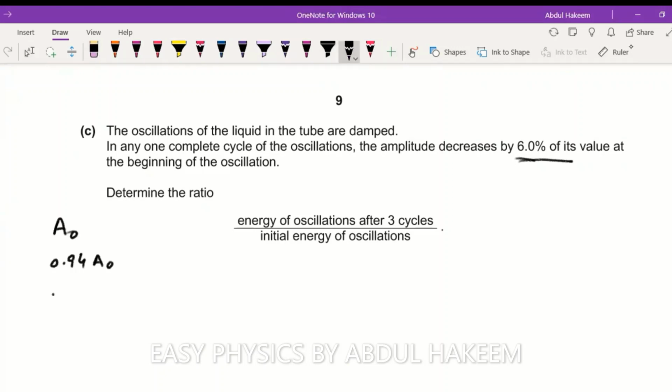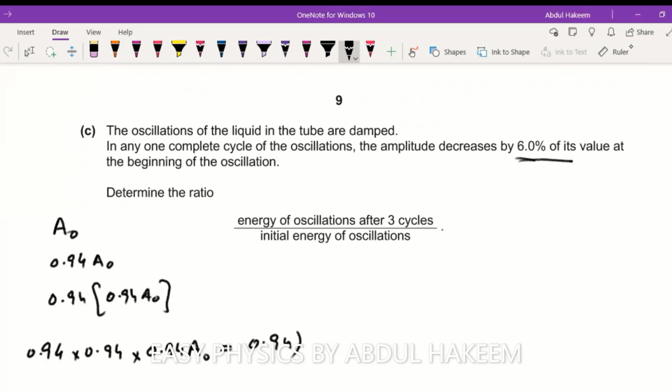0.94 times the previous 0.94 A0, and for the third it becomes 0.94 times that, and this value is approximately 0.94 cubed. So it is 0.83 A0.